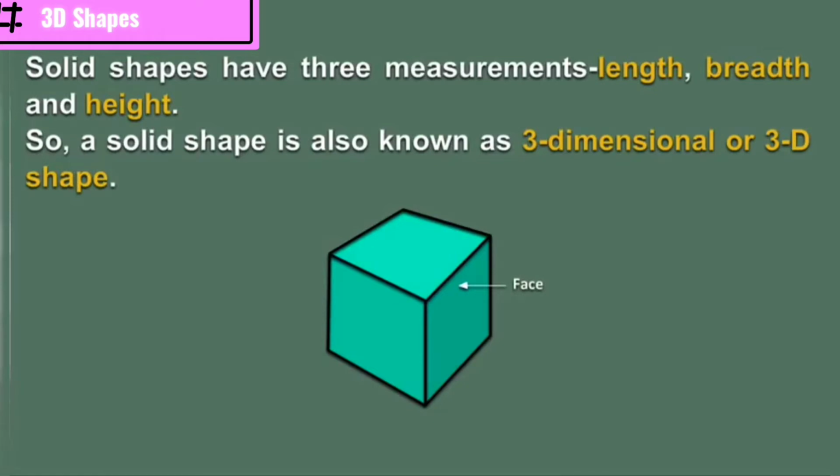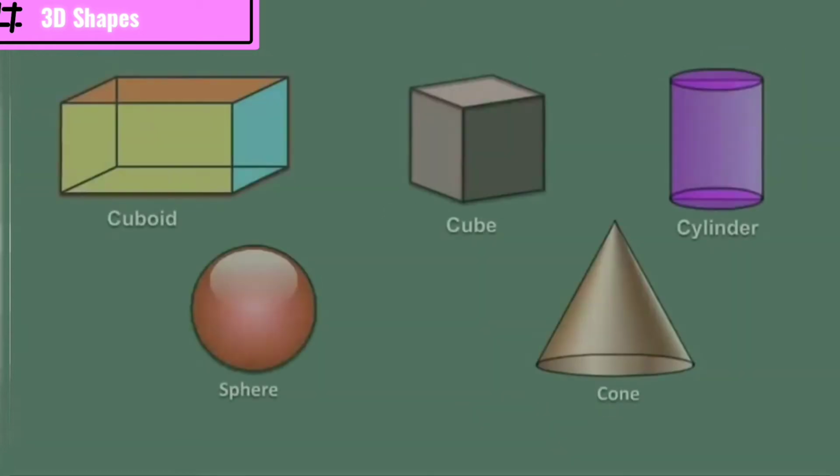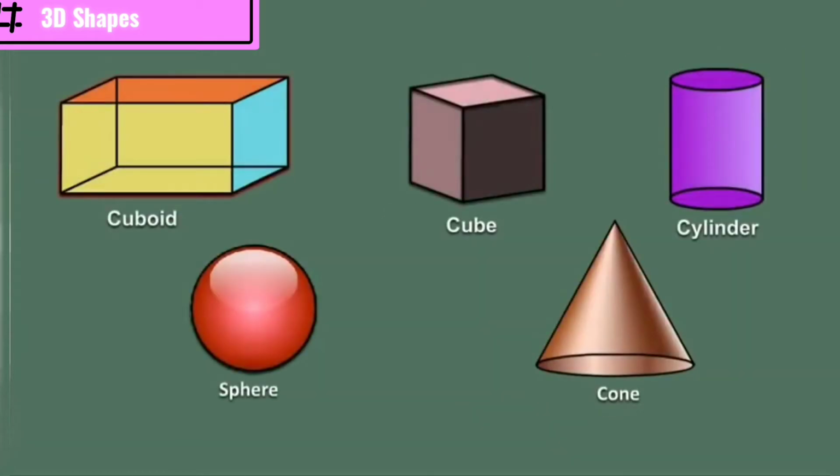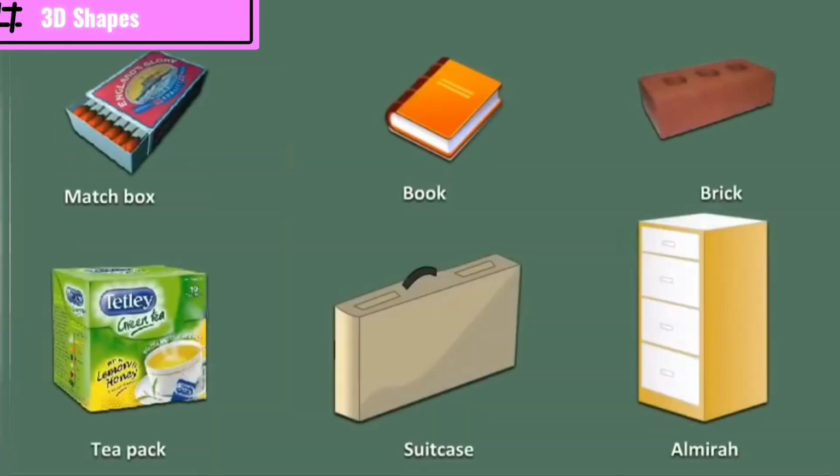And they all have faces. They all have edges where faces meet, and they all have corners where edges meet. So one by one we are going to take up the 3D shapes. These all are the examples of 3D shapes.